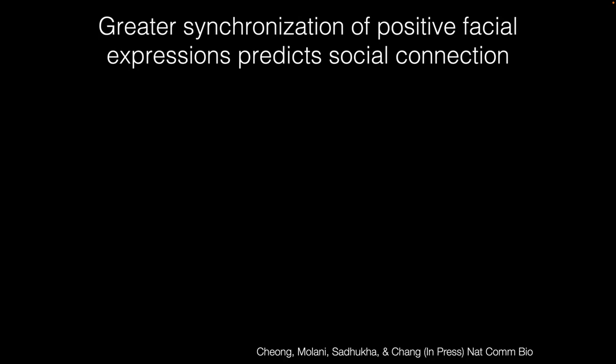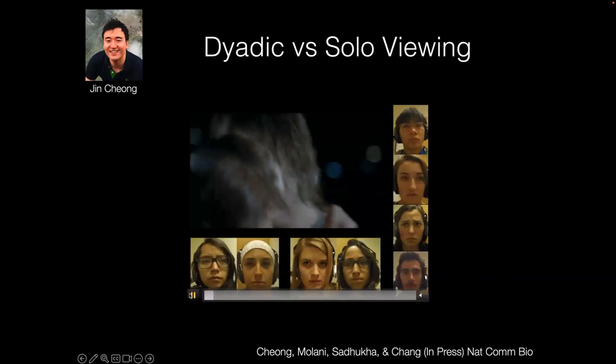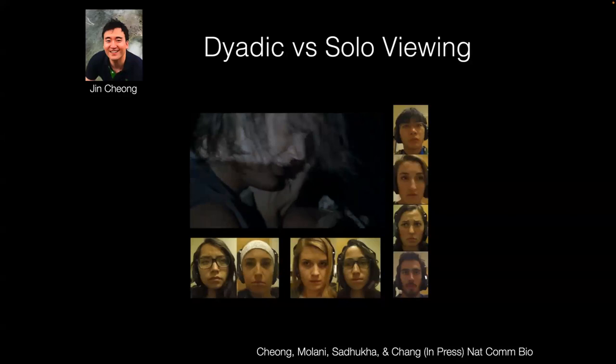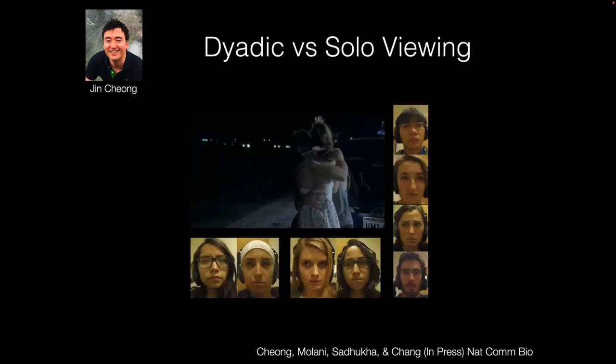This was part of Jin's dissertation. Basically, the design was we had participants come and watch four episodes of Friday Night Lights. That's similar to Eshin's study, but they watched it all outside the scanner. One group of them watched by themselves, those are the videos you saw before. Another group came, essentially strangers, who watched it side by side next to each other, and we recorded all of their facial expressions.